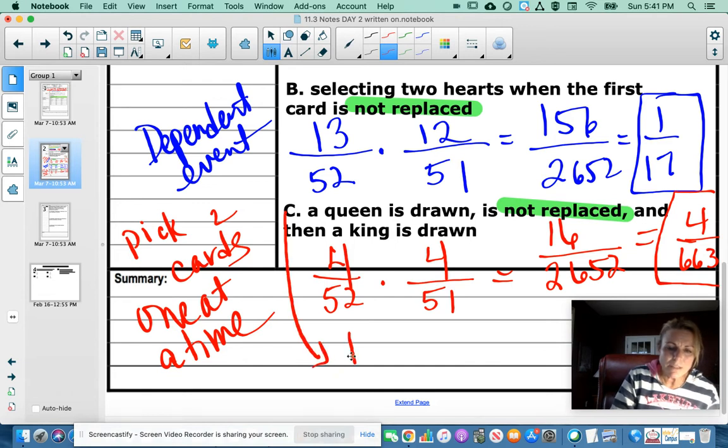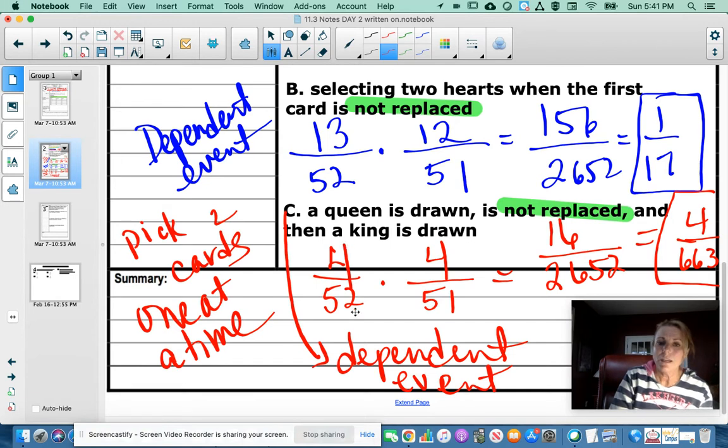This is a dependent event. The second probability depended on the first probability. The total number of cards went from 52 to 51 because I picked my first pick and I did not put the card back. Why are they both 4 on top? Well, there are 4 queens in a deck. The card I took out on my first pick was a queen. So then on my second pick, there's still 4 kings to choose from.